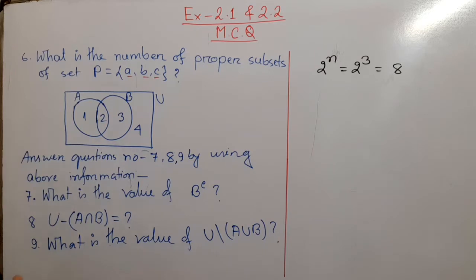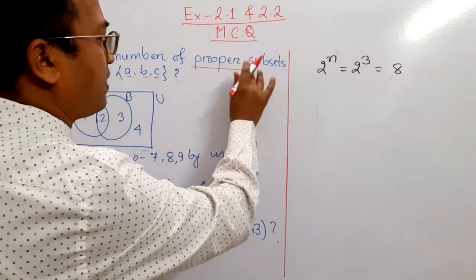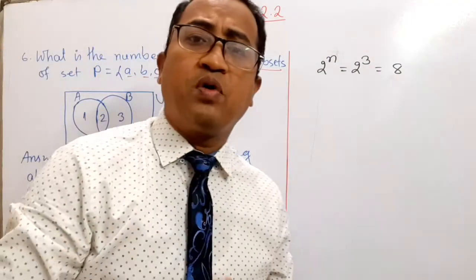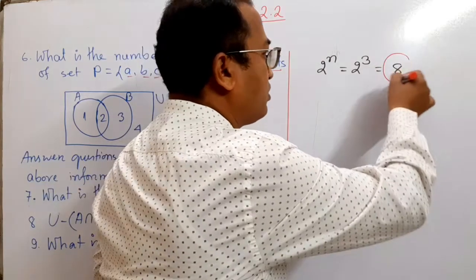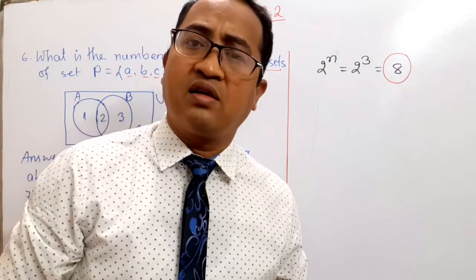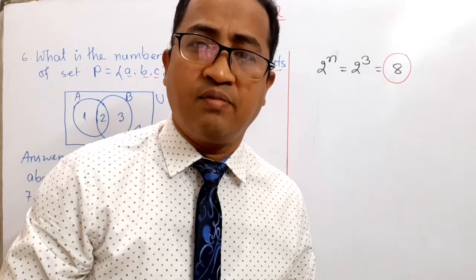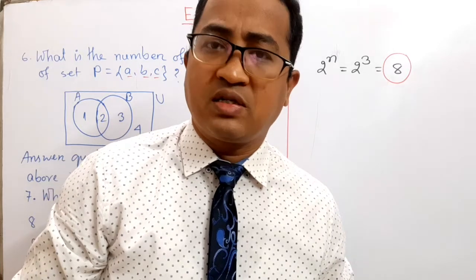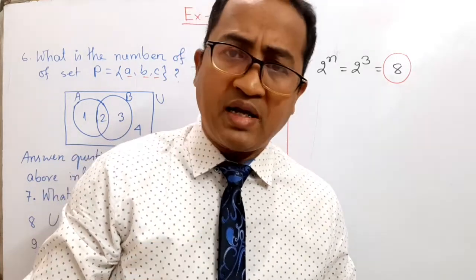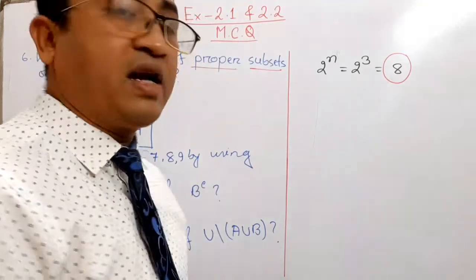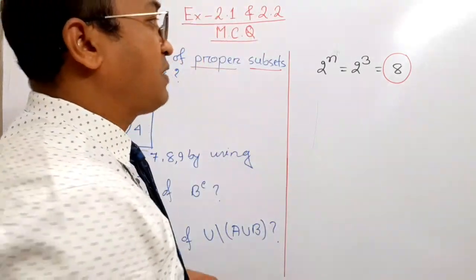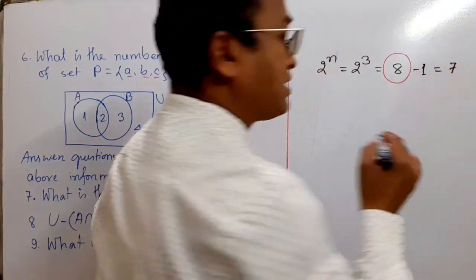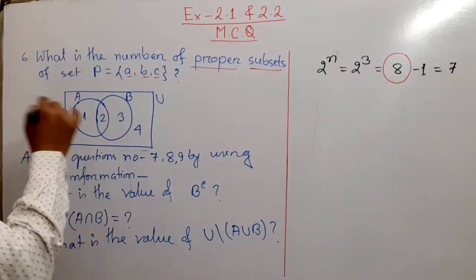But our question is about proper subsets. We know there is only one improper subset in the subsets of a set, and that one is the set itself. So we should subtract 1 from the total number of subsets to find the proper subsets. Subtracting 1 from 8, it will be 7. So there are 7 proper subsets of the set P.